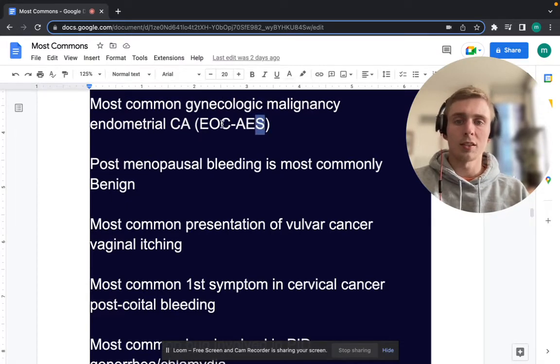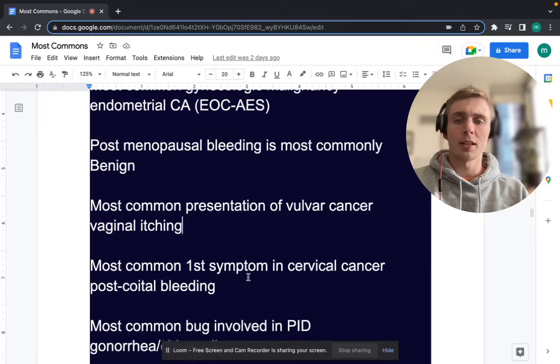So it's kind of an extension of cervical cancer in a way. Cervical cancer is squamous cell, and so is vulvar cancer as well. So vulvar cancer, vaginal itching.